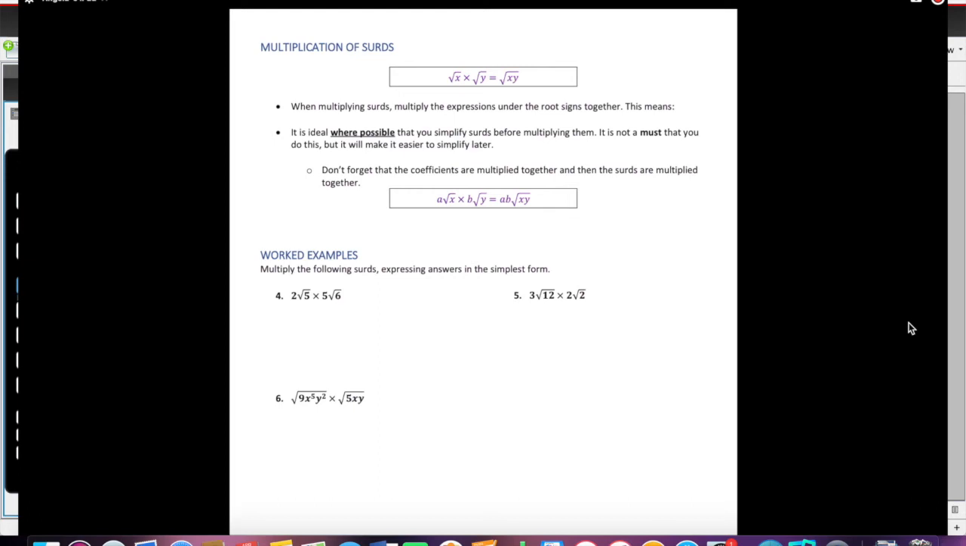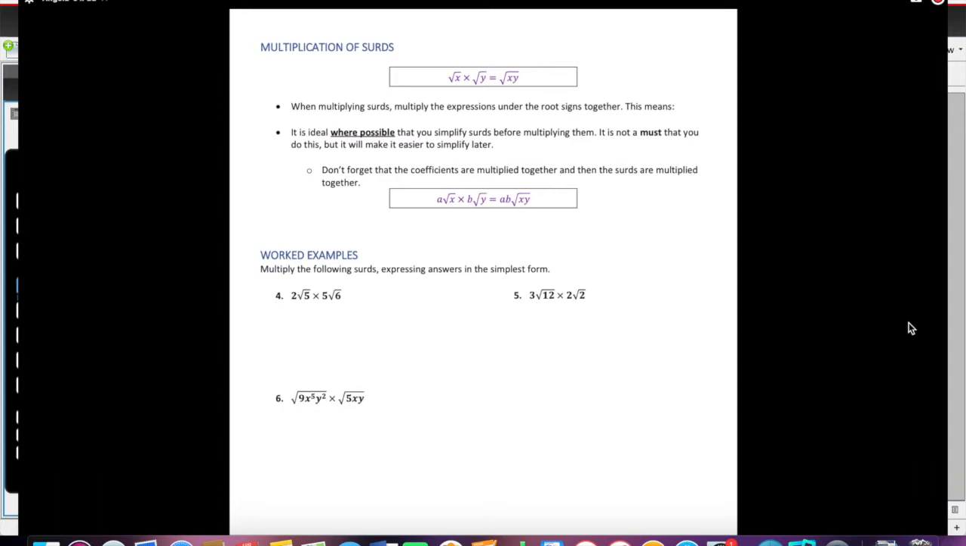So in this video, we're going to be looking at the multiplication and division of surds. So we'll start by looking at the multiplication of surds. So what I've got boxed here and written in purple is basically the generic rule you can follow when you are multiplying or dividing surds. So in the first part, I've written root x times root y is equal to root xy.